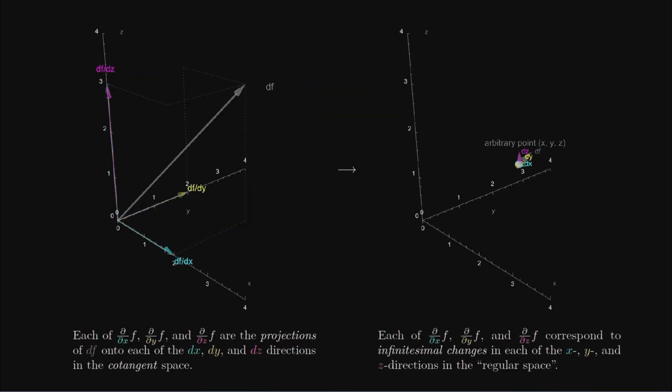We can, however, ascribe even these objects, right? We can still do the same ascription and ascribe df, the total derivative of my function f, an infinitesimal shift of a point in regular space. Okay, so df is some infinitesimal shift in regular space.